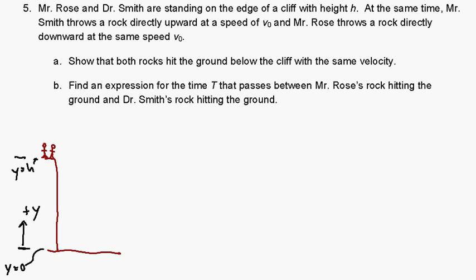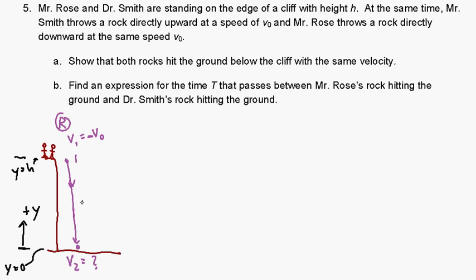Now, Mr. Rose's rock starts here, and it just goes down and hits the ground. So for Mr. Rose's rock, state 1, its initial velocity v1 has a speed of v0, and it's going downward, but it's always going downward. So that is negative v0. And then v2 is what we want to find, so question mark there. I'm going to put a little R with a circle to indicate that this is Mr. Rose's rock in purple.